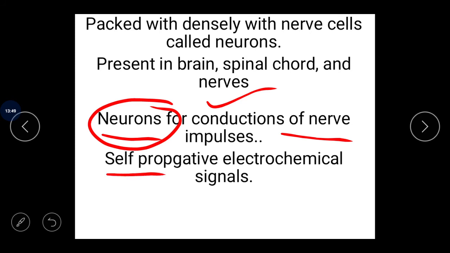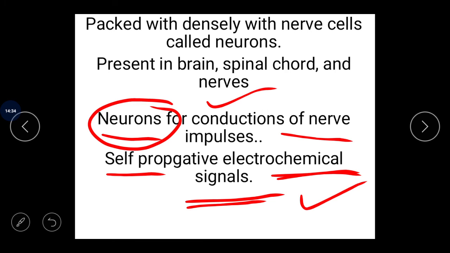So here I would like to tell you what a nerve impulse is. What is a nerve impulse? A nerve impulse is a self-propagative electrochemical signal. Self-propagative, electro and chemical. So it transmits in electric signals and chemical signals. So we call it self-propagative. There is no agent, there is no push of any sort that makes this impulse transmit. So it is self-propagative, it moves on its own.